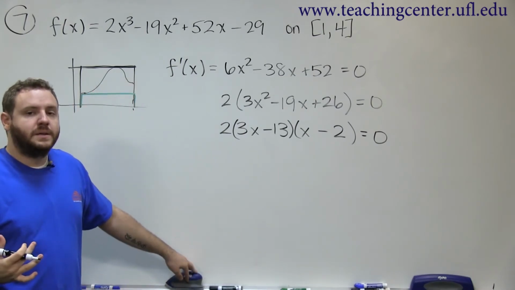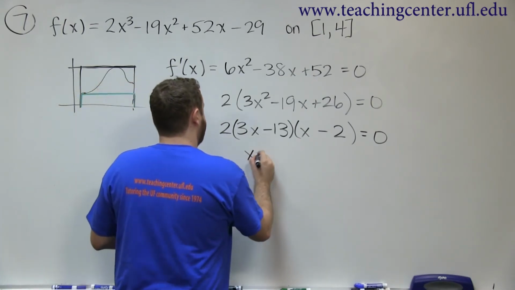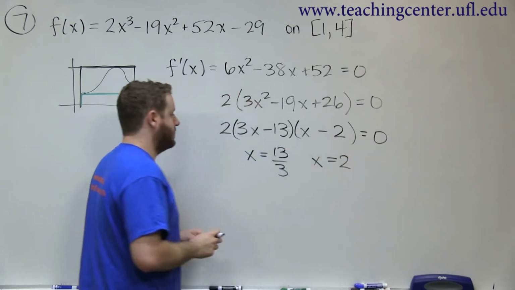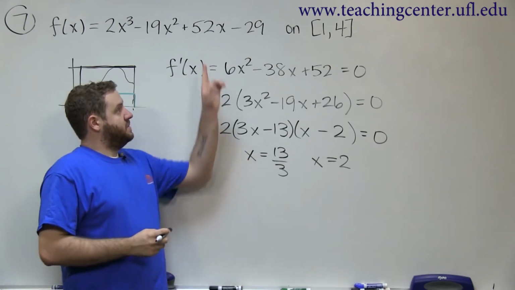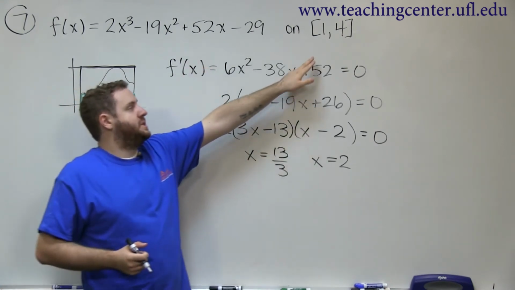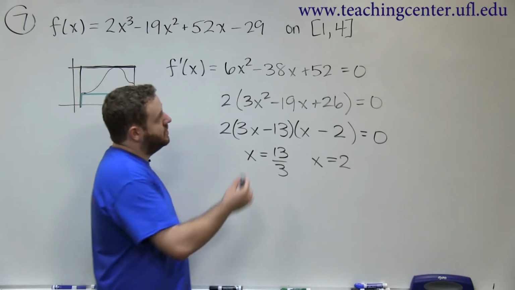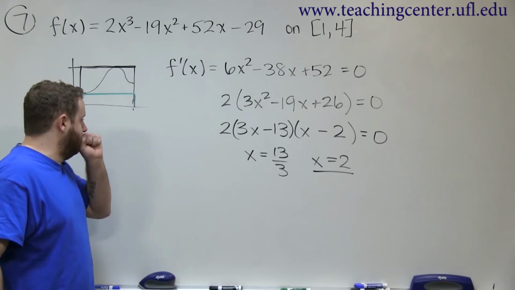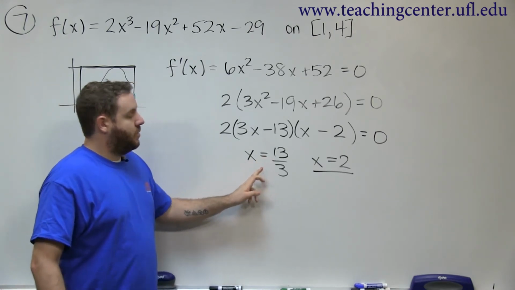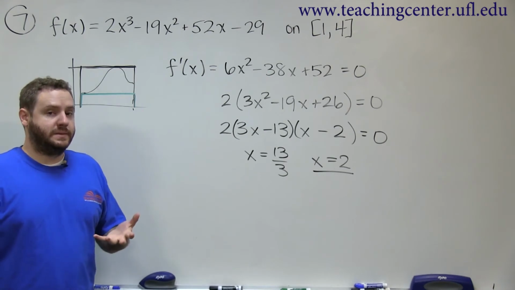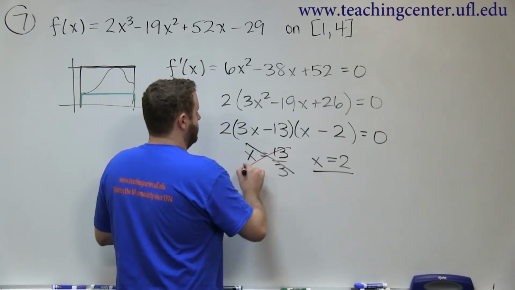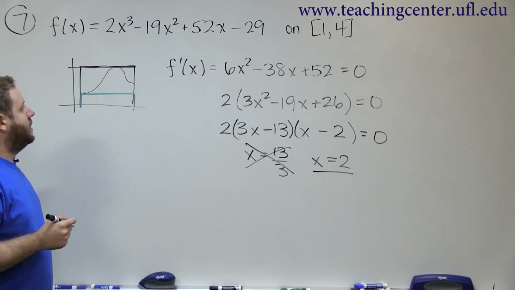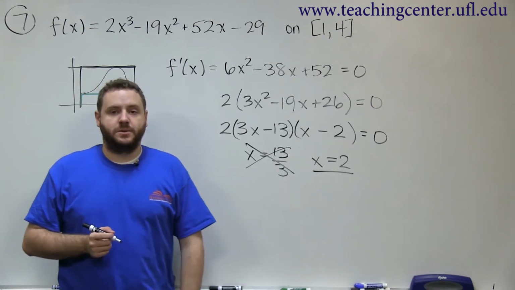So what values of x does that give us? This one would be 13 over 3, and this one would be 2. So those are the two critical numbers of this function. But remember, we're only interested in the interval 1 to 4. Well, 2 is clearly in 1 to 4, so that counts. 13 over 3, well, that's bigger than 4 because 12 over 3 would be exactly 4. So we don't want this one because it's out of our interval. So we found that the only critical number on the interval 1 to 4 is at x equals 2.